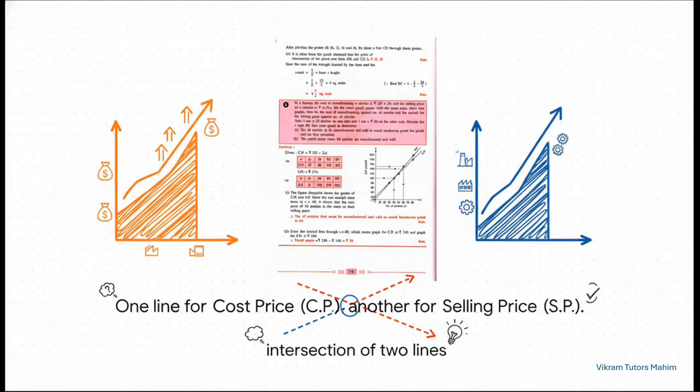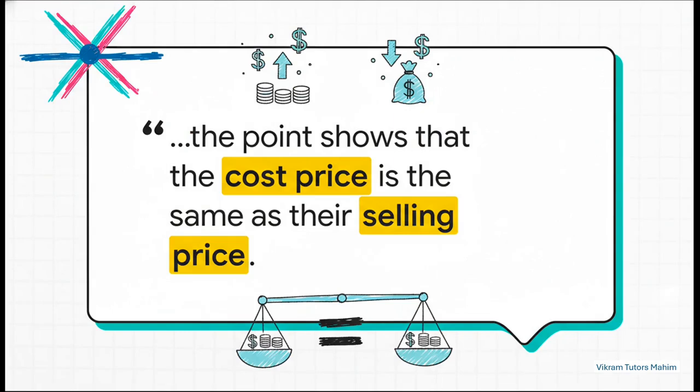That line labeled CP, that's the cost price. It shows how much money the factory spends to make its products. You can see the more stuff they make, the higher the cost goes. And the SP line, that's the selling price. It shows how much money they're bringing in from sales. The more they sell, the more money comes in. And you guessed it, just like in our last example, these two lines cross at one single spot.